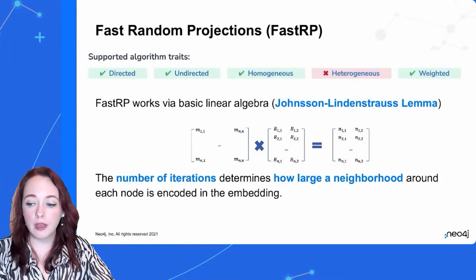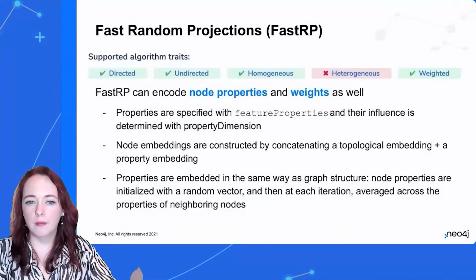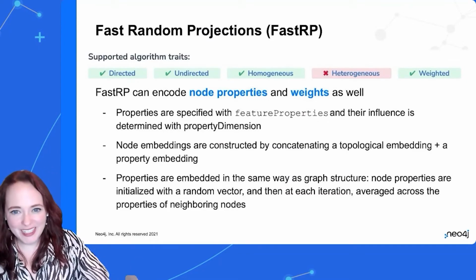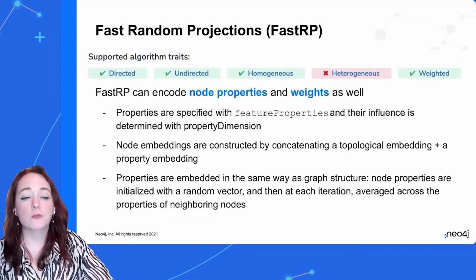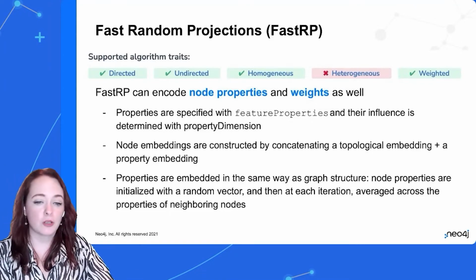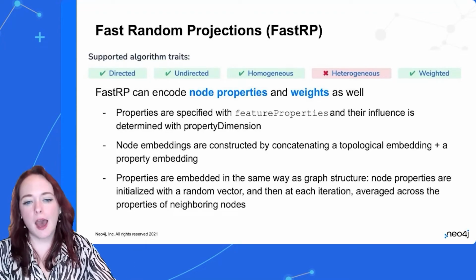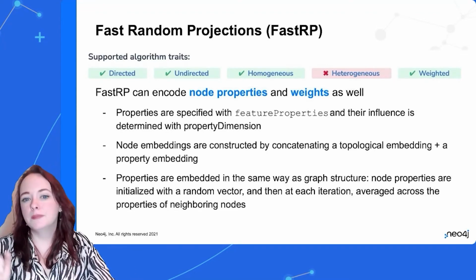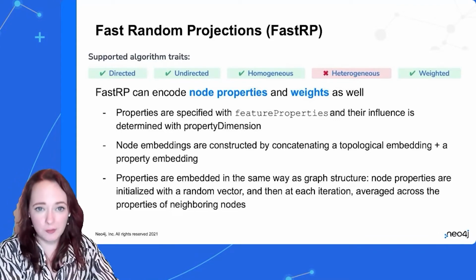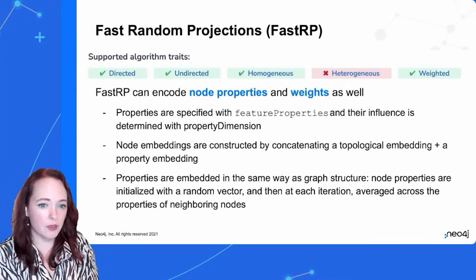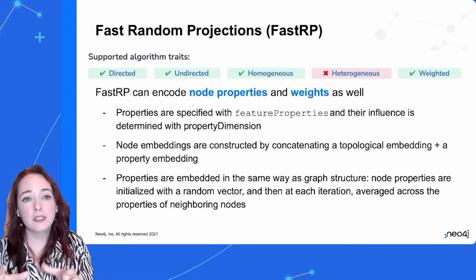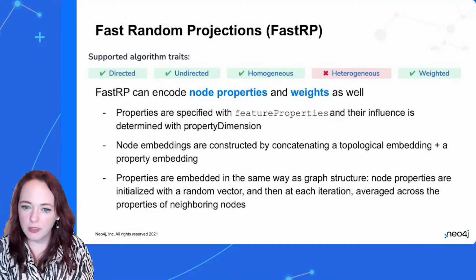It can also encode node properties and weights. Properties can be specified as feature properties. Their influence is determined with property dimension. Node embeddings are constructed in basically the same way. You're concatenating a topological embedding, the one we just talked about, with a property embedding that describes your node properties. And the properties are embedded in the same way as the graph topology is.